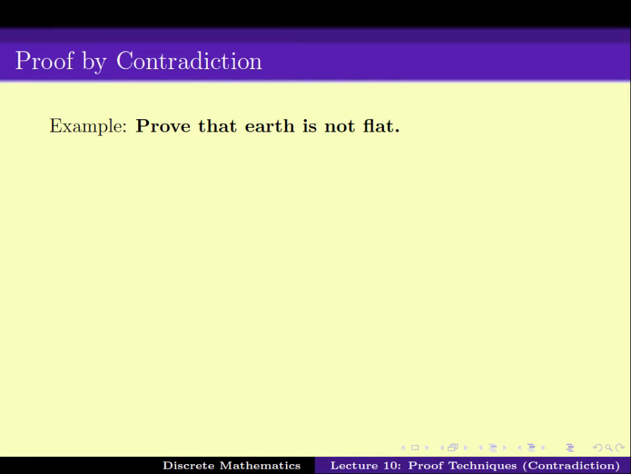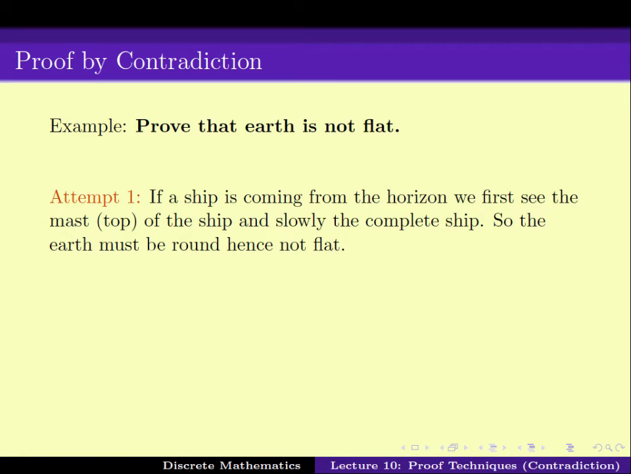So what is it that we do in the case of proof by contradiction? A good example is to consider the following. It's not a mathematical example as such, but it's something that's useful. Say we want to prove that the earth is not flat. Now how do you prove that earth is not flat? One way of going about it is, let's try to prove it directly. Namely, when we see a ship coming from the horizon, we see first the top of the ship and slowly the complete ship arises, right?